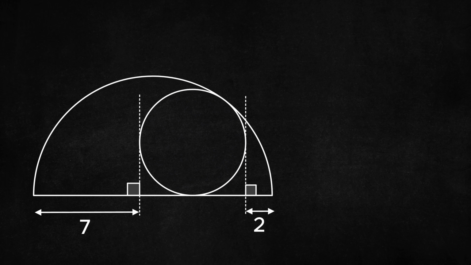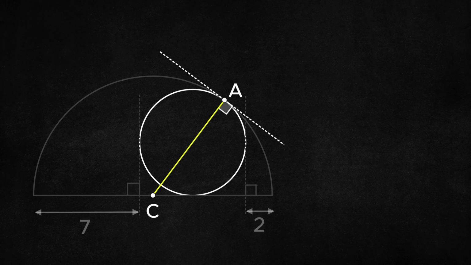First, let's locate the center C of the semicircle. We don't know yet the exact location, so this is just an approximation. Next, let A be the point of tangency of the semicircular arc and the circle. From the center C of the semicircle, draw the line towards point A. Since A is the point of tangency, then segment AC must contain the center of the circle. Let's call that center point O.